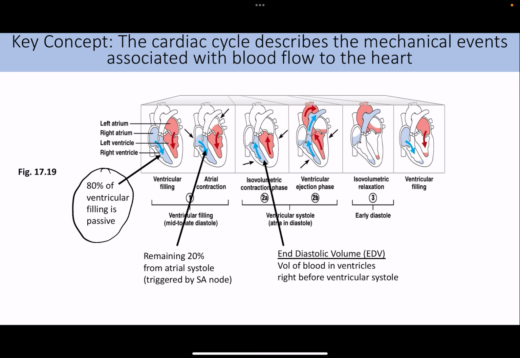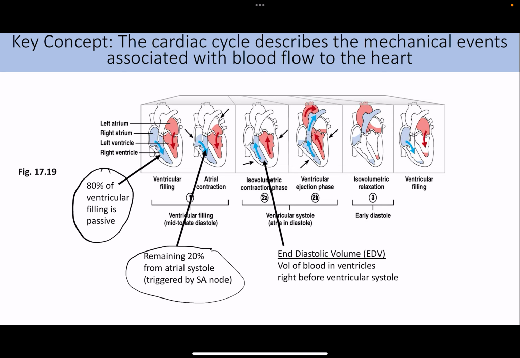The other 20% is through atrial systole. So when the SA node sends its impulses and excites the top part of the heart, then the atria can contract. And why the atria need to contract is to push the remaining 20% of that blood down into the ventricles. So most of our filling is done by just gravity, but that other 20% is through the SA node and atrial contraction. So does anybody remember what the ECG tracing is called when the SA node isn't working and we have a missing P wave?